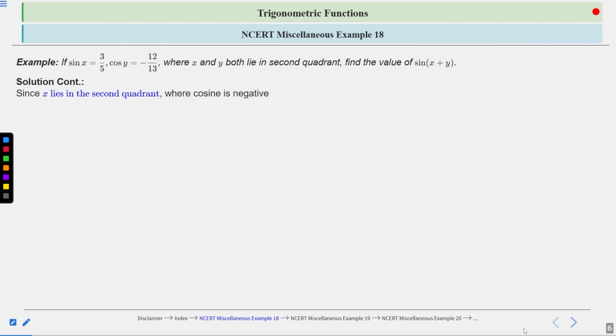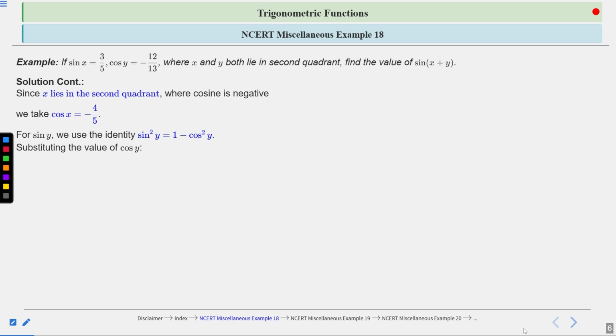Now, since x lies in the second quadrant where cosine is negative, we take cos x equal to minus 4 by 5, right? For sin y, we use the identity sin square y is equal to 1 minus cos square y.